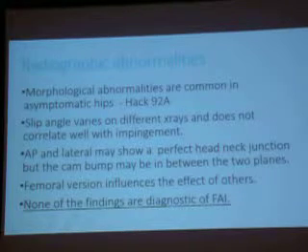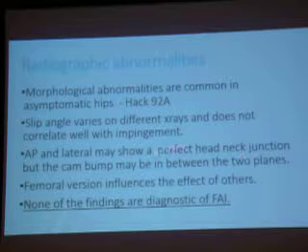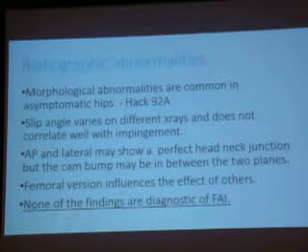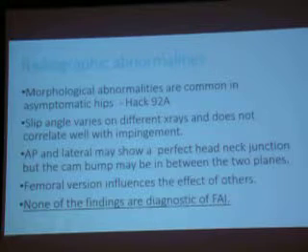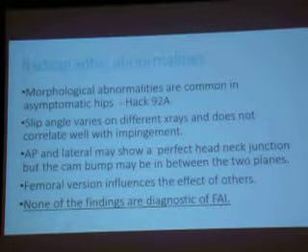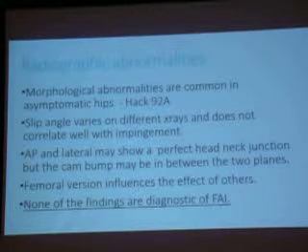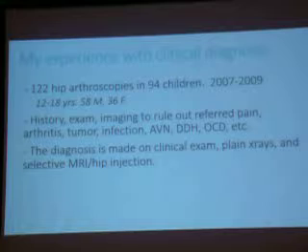Alpha angle of 70 doesn't mean that they're impinging. They may be completely asymptomatic and may not have any problem. Crossover sign, retroversion, protrusio. They don't mean that they're impinging or having problems. First of all, they have to have pain. Second, you have to show on exam that the hip is the cause and you have restricted motion or whatever different problems.